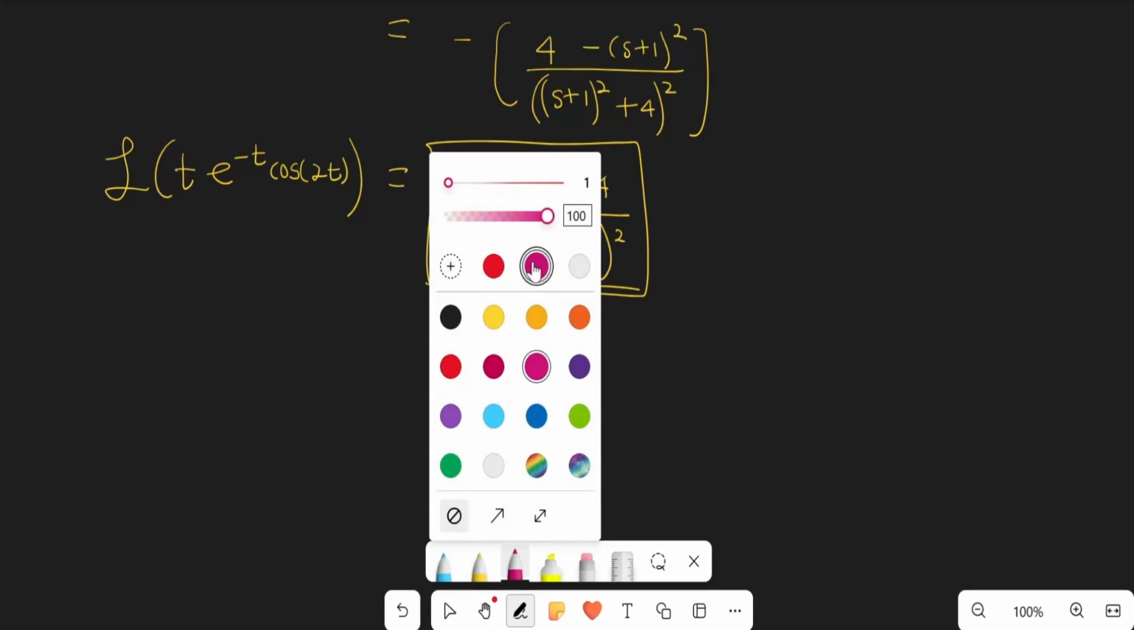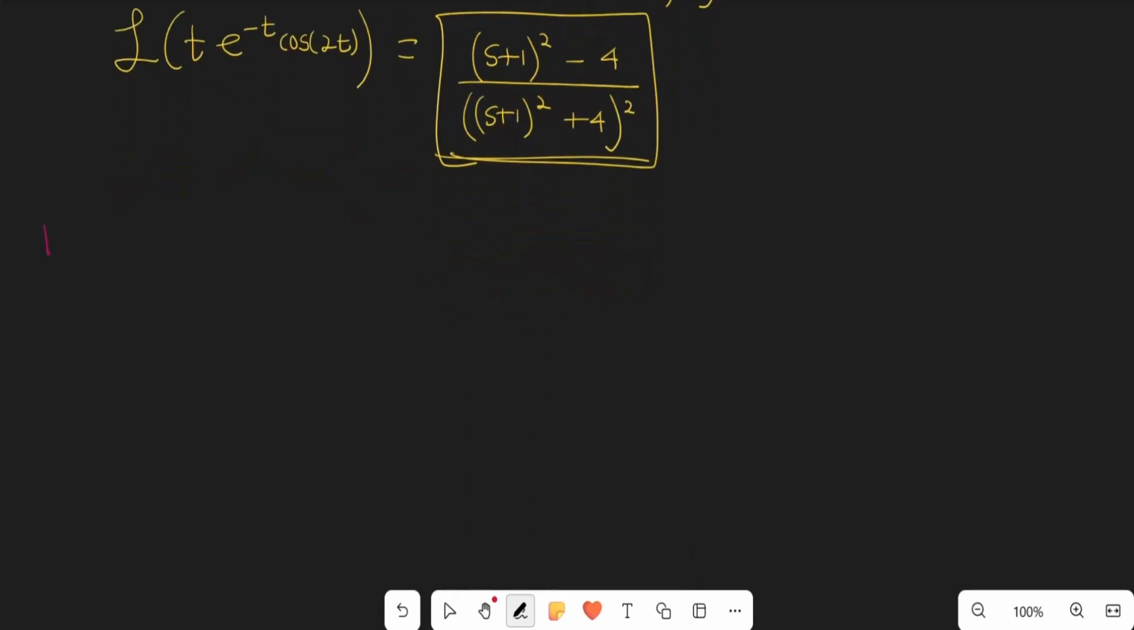So we have this. The last one is question 10. We have to find the Laplace transform of t squared multiplied by sine hyperbolic of 3t.